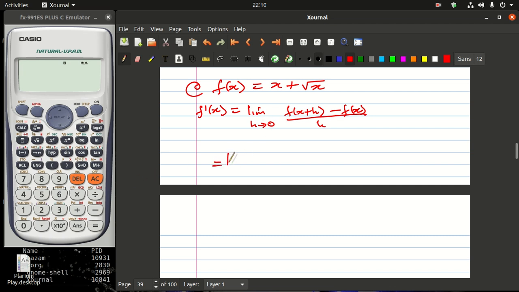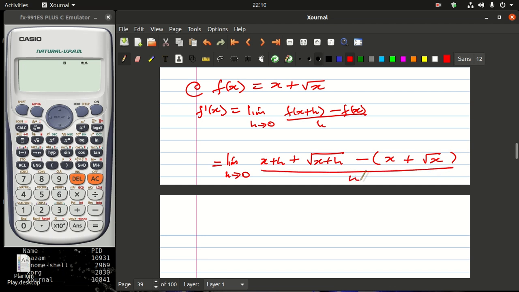And now this is just going to be the limit as h approaches 0 of this here. Wherever I see x, I'm going to plug in x plus h in f. So here I will end up having x plus h plus the square root of x plus h, minus, what is the f of x? F of x is just x plus the square root of x. So that was our f of x. Please make sure you put these brackets here so that you don't make the mistake of only separating this and not separating that. And then you divide this whole thing by h.